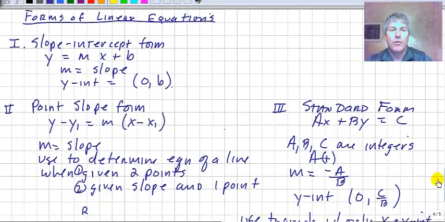So a quick review, forms of linear equations. Slope-intercept form, y equals mx plus b, where m is the slope and the y-intercept is the ordered pair (0, b). Point-slope form, y minus y1 equals m times x minus x1, where m is the slope. You use it to determine the equation of a line when you're given either two points or the slope and one point, and that point is not the y-intercept. If you're given the slope and the y-intercept, you might as well go right to slope-intercept form.